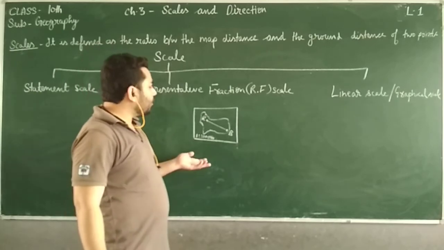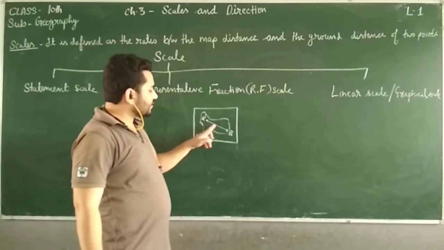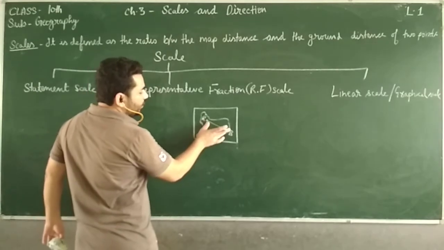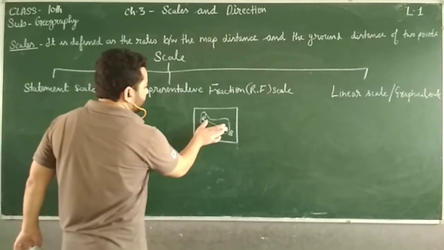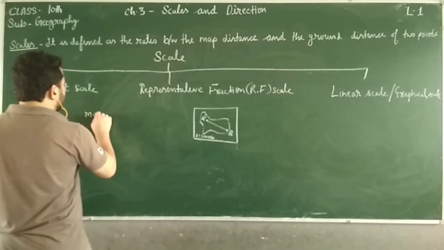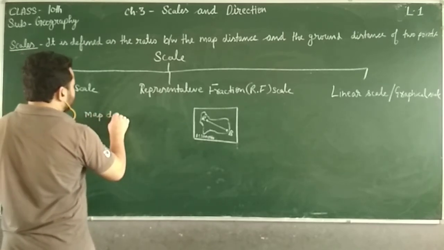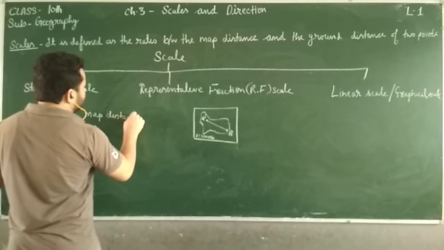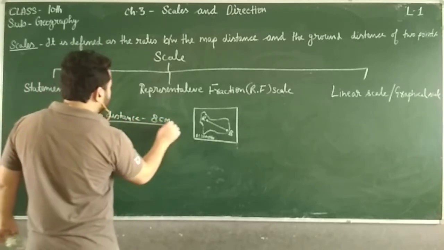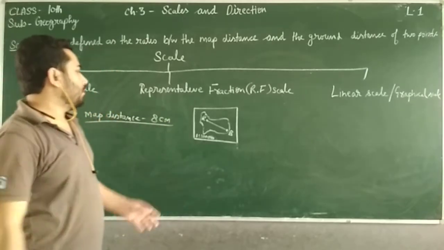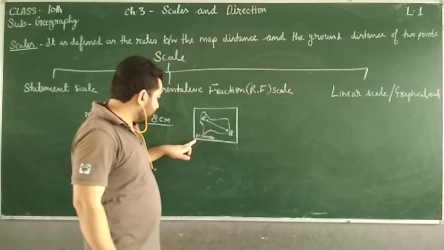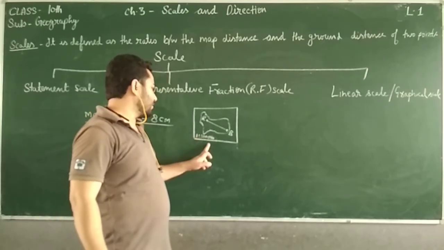Now, how will we come to know the distance between these two places? We will take a ruler or a scale and measure it. That is called the map distance. Suppose the map distance comes to 8 centimeter. So what will be the actual distance? This is the map distance, one, and this is the actual distance.